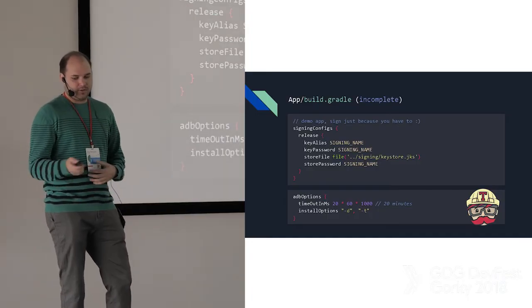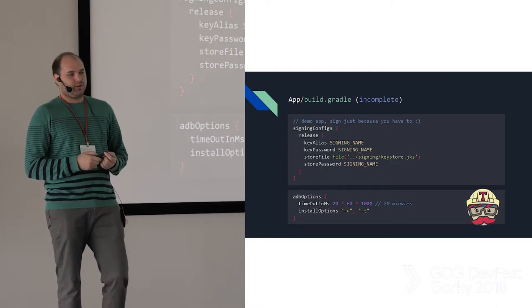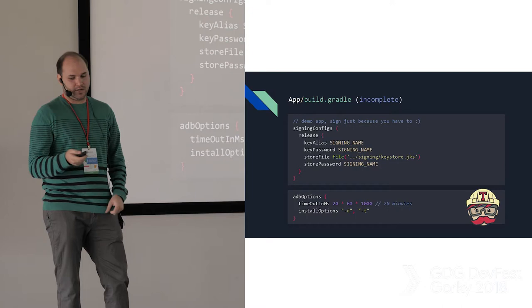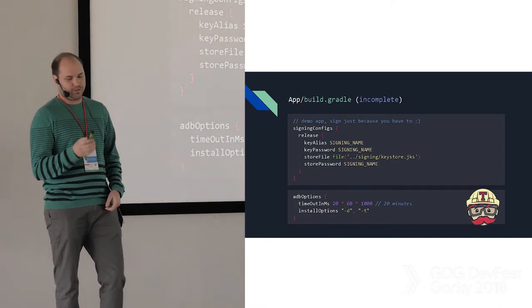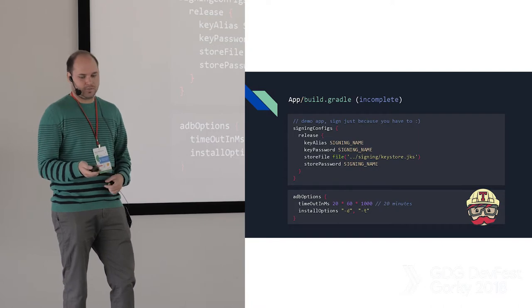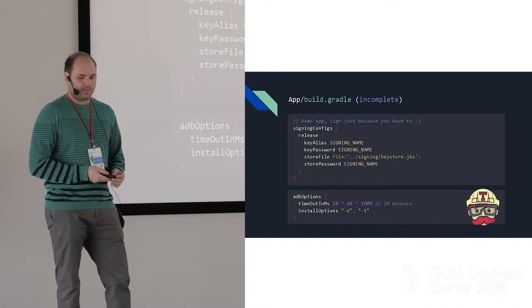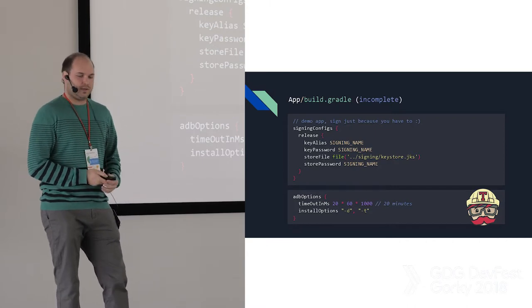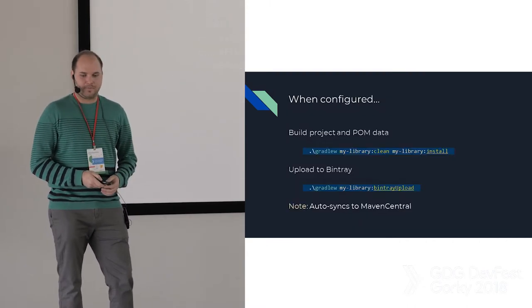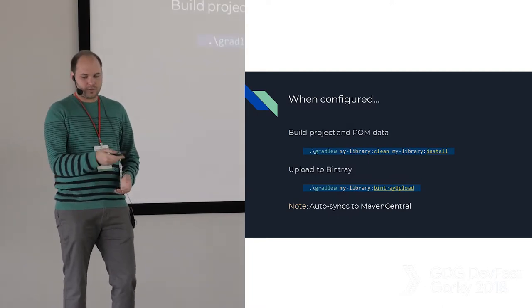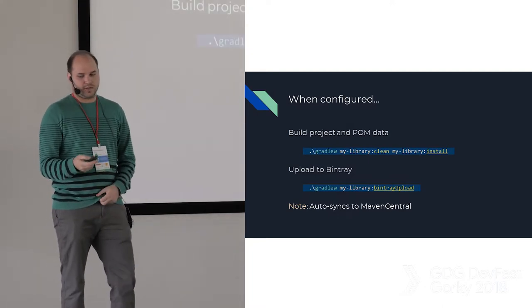Yeah, and then if you're using Travis and you're using an emulator, this was a fun thing to note. Their emulators take about 20 minutes to start up. So you need to specify this in your Gradle script, and this will keep the job alive for about 20 minutes so that the emulator can start up. And then when you have configured everything, you just run clean and install.